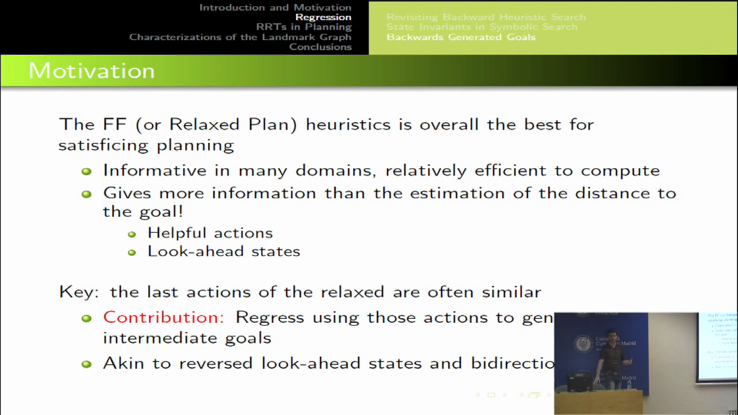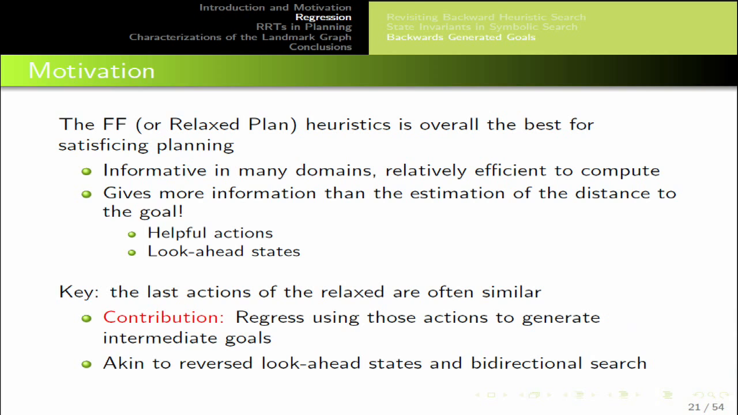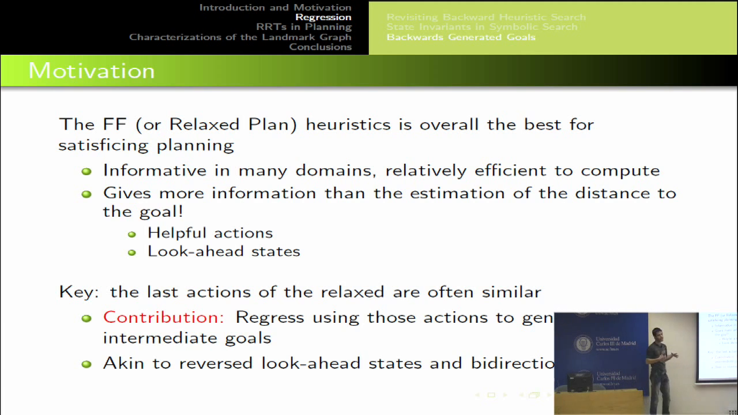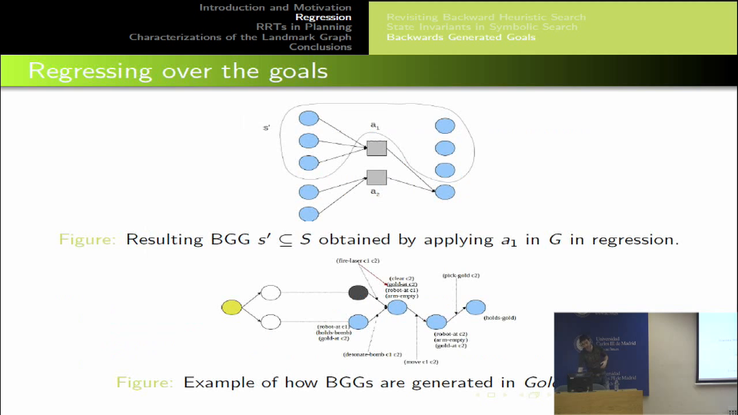Now, the third part of the first part is backward generated goals, right? This comes from the idea that the relaxed plan that comes from the computation of the FF heuristic gives us much more information. For example, helpful actions and preferred operators are critical in the performance of many forward chaining planners, right? So in this case, we came to the realization that the last actions of our relaxed plan are usually the same, and those could be exploited in the same way. So what we're trying to do here is regress using those actions to get meaningful goals generated backwards, which allows us two things. First of all, enhance the forward heuristic, and second, try to halt the search before it gets to the goal, because it is kind of like bidirectional search to some extent, right?